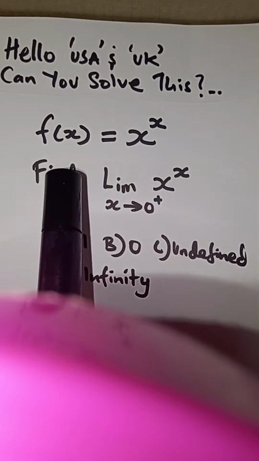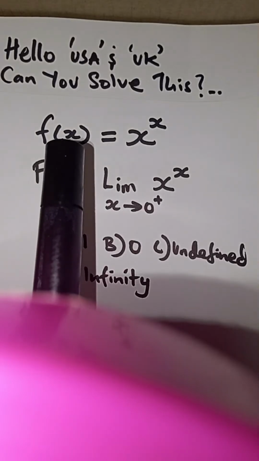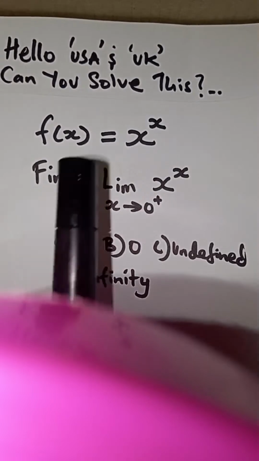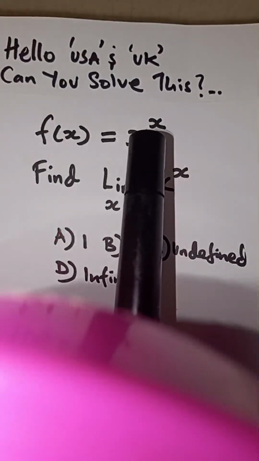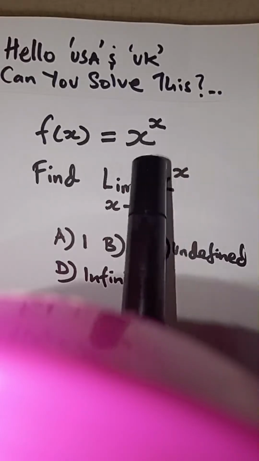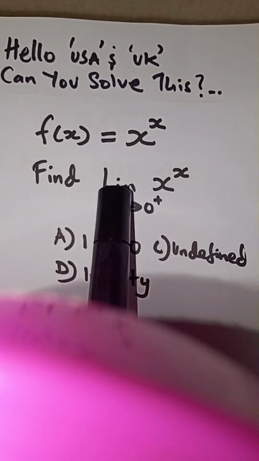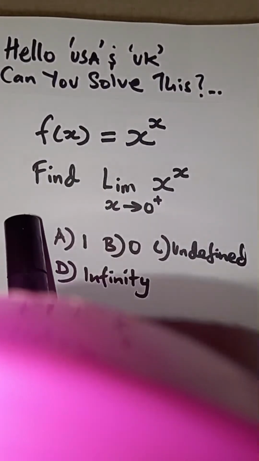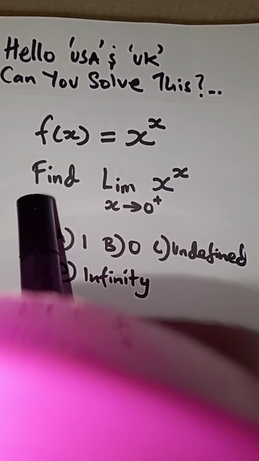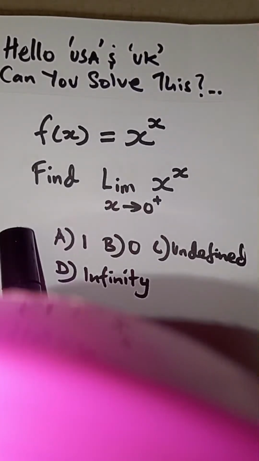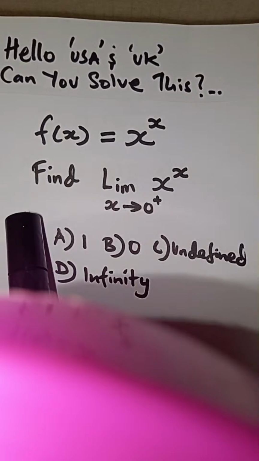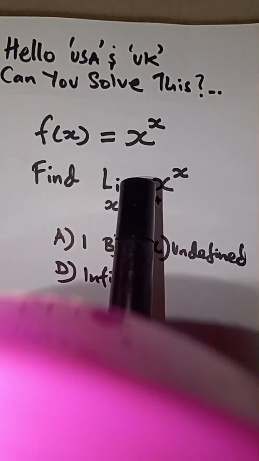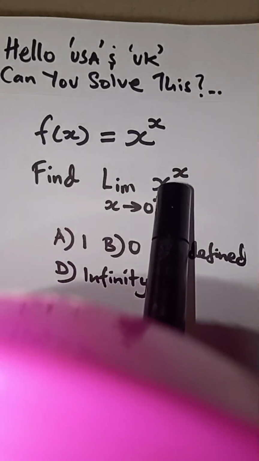And here we are told that given f of x, a function of x, is the same as x raised to the power x, then we're told to find. So this question deals with the limits. And we need to take the limit for the positive values of x.